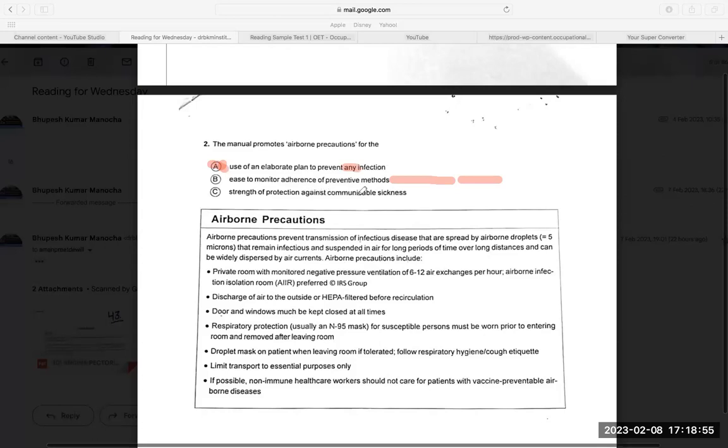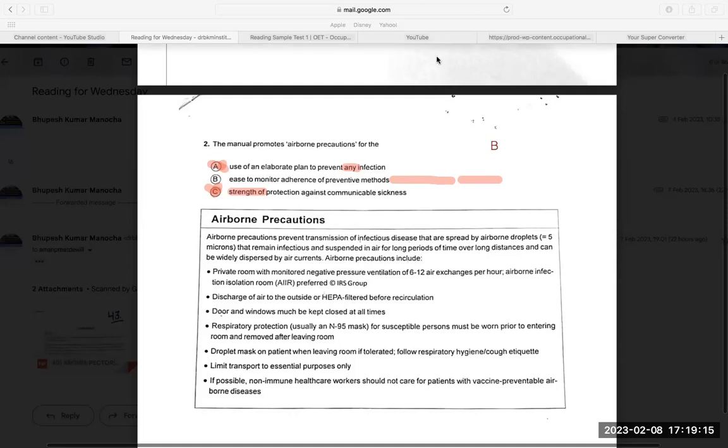Strength of protection against communicable sickness. It does not talk about strength anyhow. So again, this is eliminated. What I have been left with is B again. And option B was correct anyhow, because this plan will help me feel at ease so that I can monitor and adhere to these preventive methods.